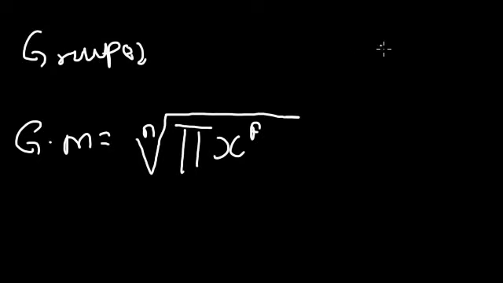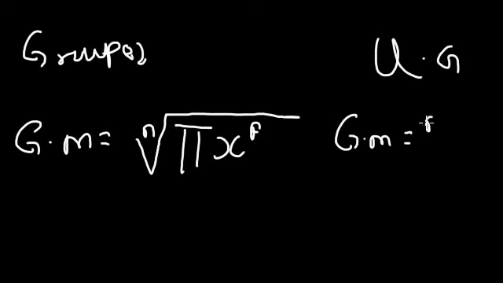Now for the ungrouped data, which I will write as UG for short, the geometric mean GM is equal to the nth root of capital Pi of x. So there is no need for raising to the power of f. Are we together? Perfect. So those are the two formulas we'll be considering using to solve or simplify problems as we proceed forward. So let's begin with example number 1.